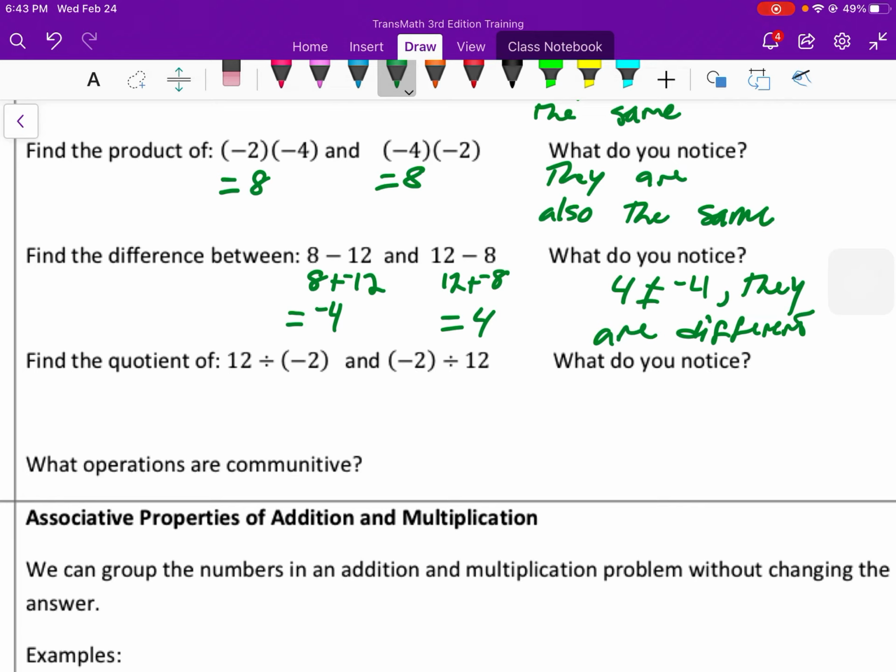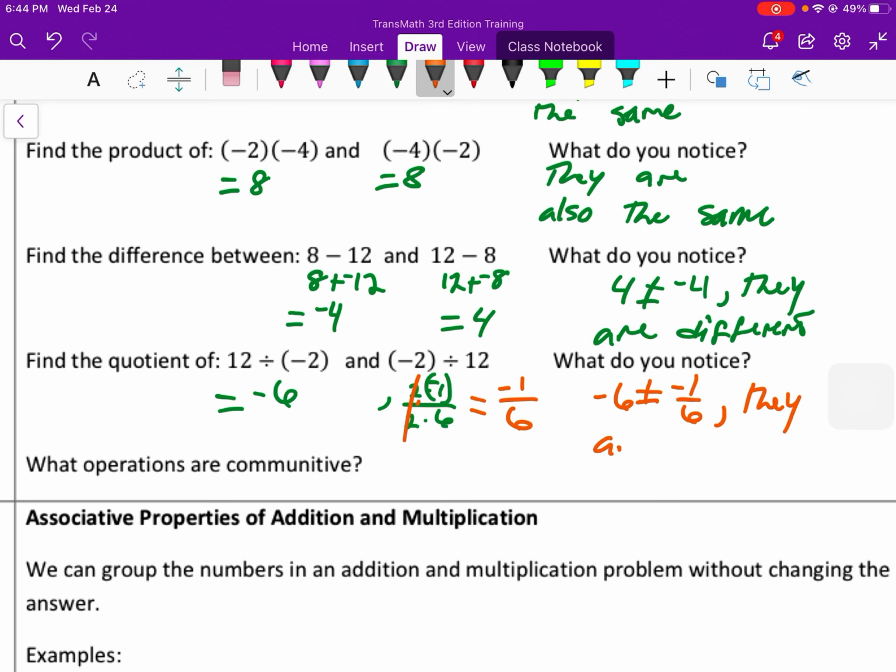Find the quotient. So now we are dividing. 12 divided by a negative 2. If the signs are different and we're dividing, the sign will be negative. So negative 6. And negative 2 divided by 12 is the same as negative 2 over 2 times 6. We can take out a factor of 2 when dividing, so we're left with a negative 1 over 6. So what do we notice about this? Negative 6 does not equal negative 1 over 6. So they are different.